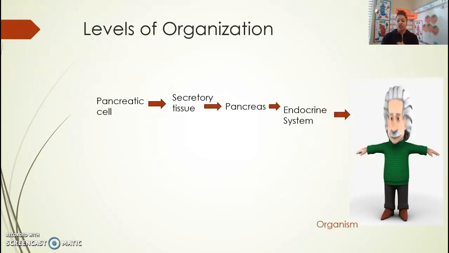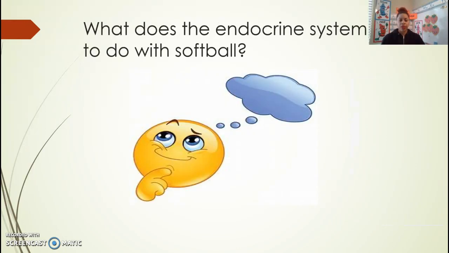Levels of organization. When we talk about levels of organization, we're talking about the basic unit of life is a cell, right? That's the very basic. And then we're going to keep increasing, so cells get together and form tissue. Tissues get together and form an organ. Organs get together and form organ systems. And when you put all 11 of your organ systems together, then we have an organism, right?